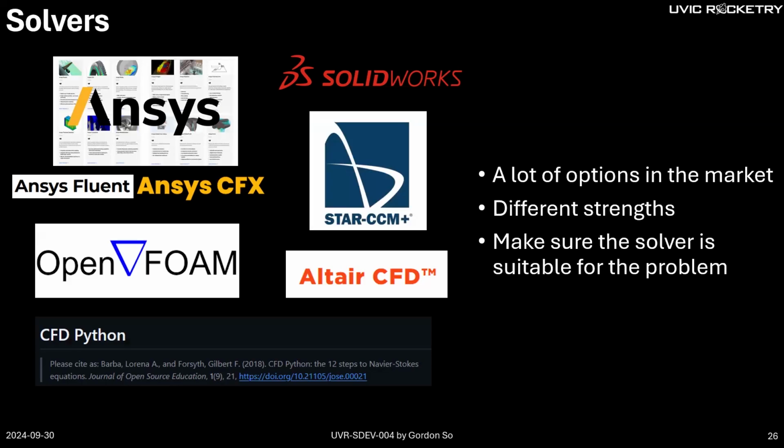For example, for multi-phase flow, like nitrous oxide, ANSYS Fluent is actually really bad for that type of analysis, and CFX is actually way better just because the approach is different. So make sure you use the right one for your problem, and ask around.